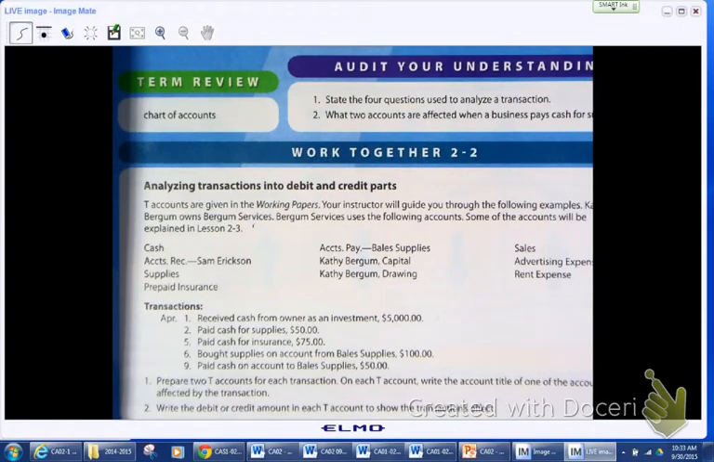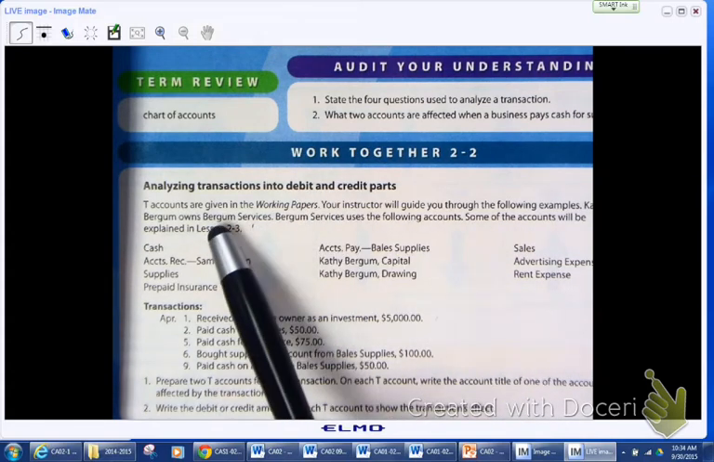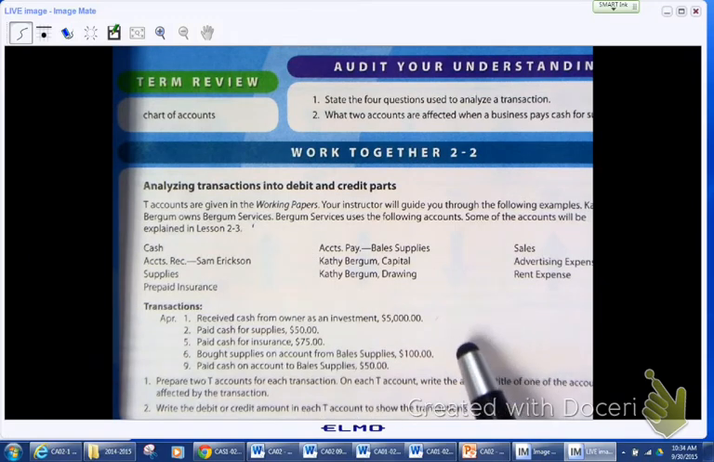Now we are going to look at the work together for 2-2 in our textbook on page 37. In this particular problem, we are going to analyze transactions into their debit and credit parts. As you can see here, we have several different transactions that take place for our company, Bergam Services, for the month of April. We're going to go through each one of these transactions and break them down into their debit and credit parts using our T accounts and our work together working papers.